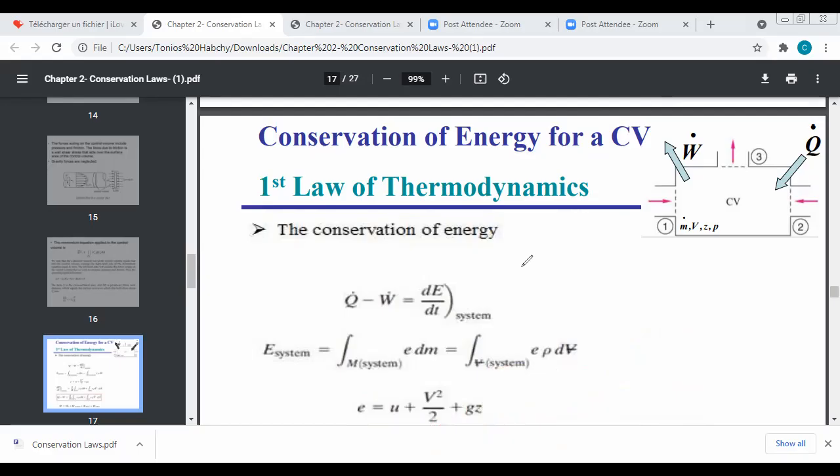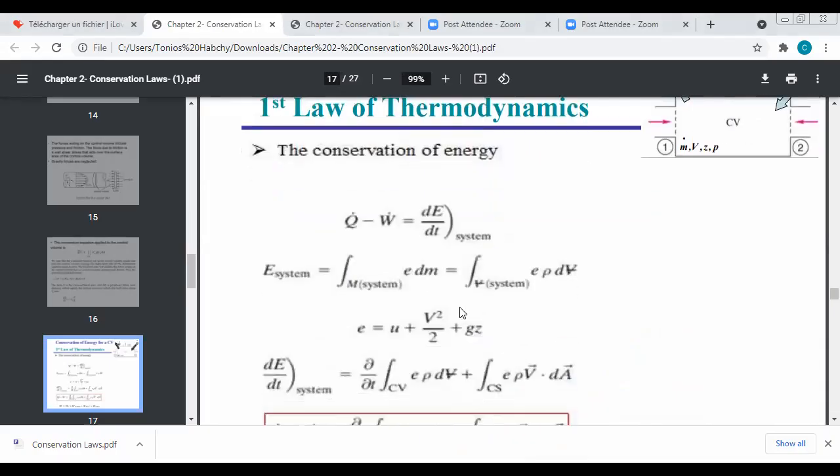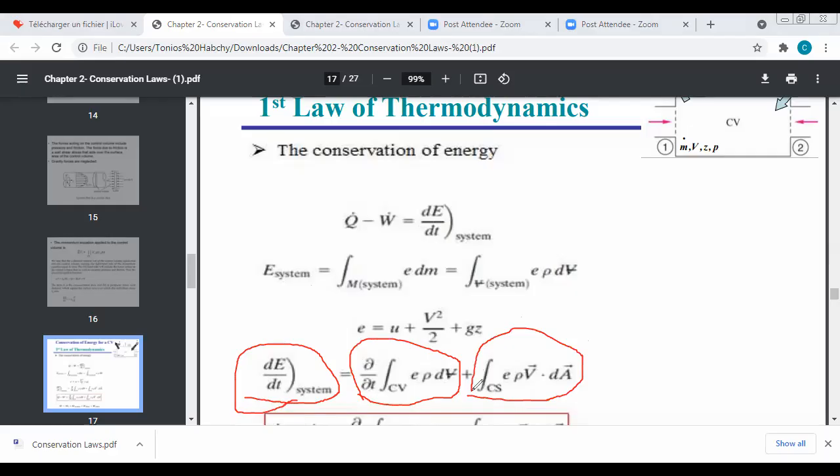So first, we know that from the Reynolds transport theorem, when we apply it on our control volume, we'll obtain the following relation. First, the variation of energy of the system. You know that the Reynolds transport theorem will relate the variation of energy in the system, which is the control mass, to the variation of energy in the control volume, and the fluxes that are crossing the control surface.